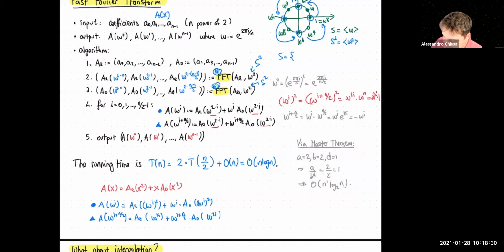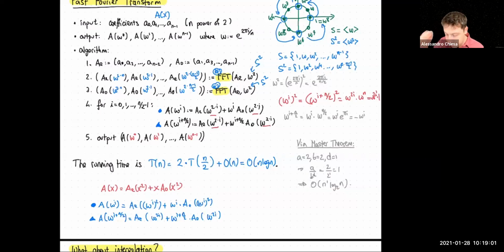S is 1, omega squared, up to omega to the n minus 1, then what is S squared? Well, it is going to be 1, omega squared, omega to the 4th, all the way up to omega to the n minus 1, right? Which is also known as, I can rewrite it differently, omega squared times n minus 1 over 2, right?